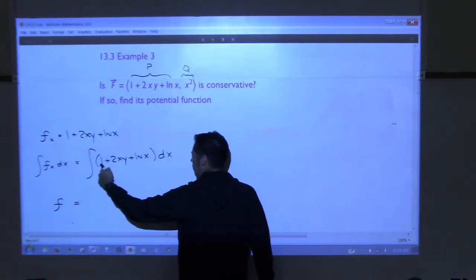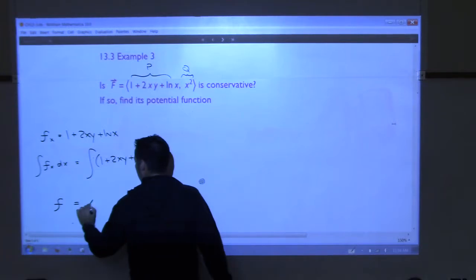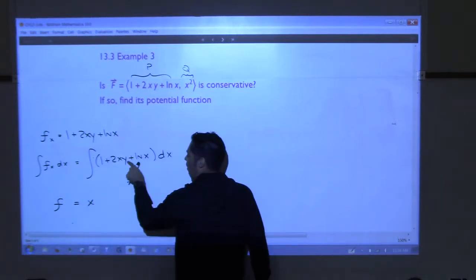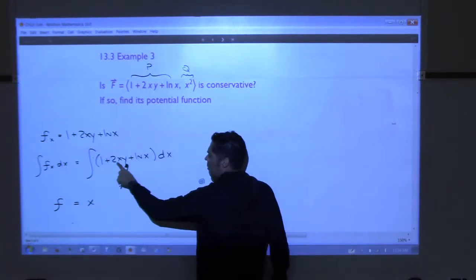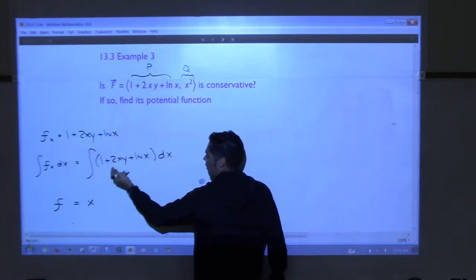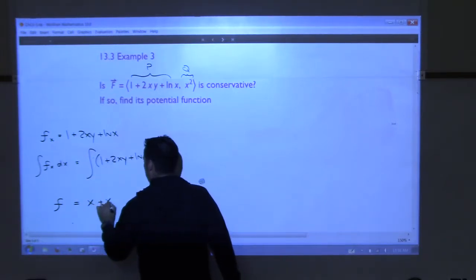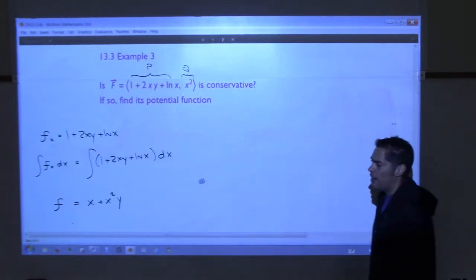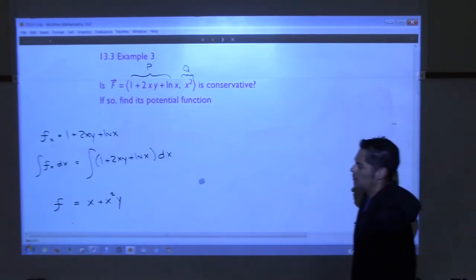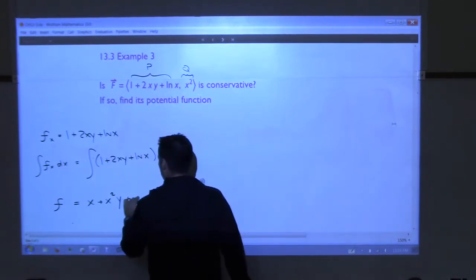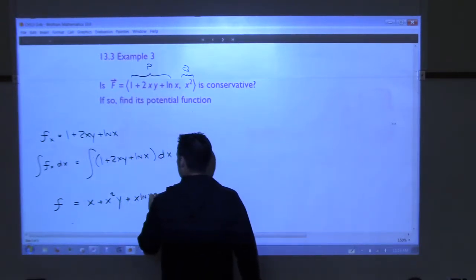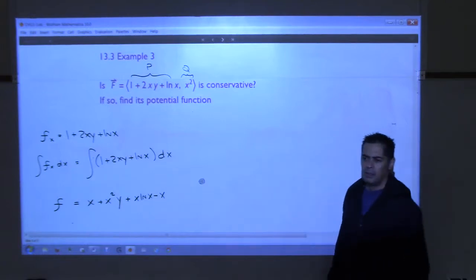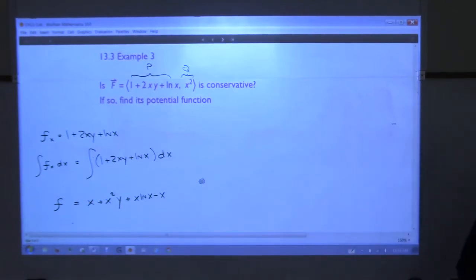So what's the antiderivative of 1 with respect to x? X. And then here you treat y like a constant. So what's the antiderivative of this right here? X squared. So we're going to have plus x squared y. And then here, the antiderivative of natural log x. Yeah, this is one from Cal 2. X ln x minus x. Not the derivative of natural log, the antiderivative.